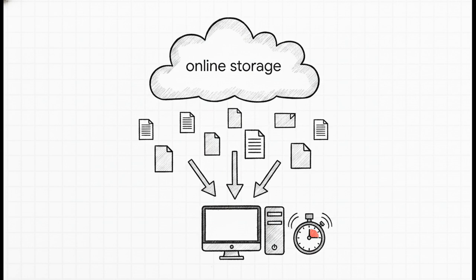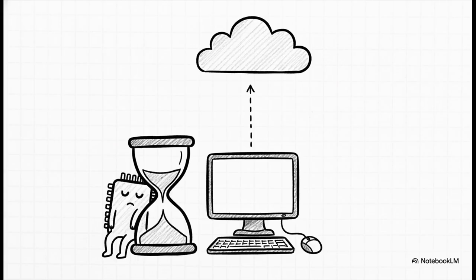Our goal is simple. Write a Python script to download all 10 of these files to our local machine as quickly as humanly possible. If we run this synchronously, which is the standard way most beginners start writing Python, using a basic for loop, downloading one file, waiting for it to finish, and then moving to the very next one, it takes approximately 20 seconds.